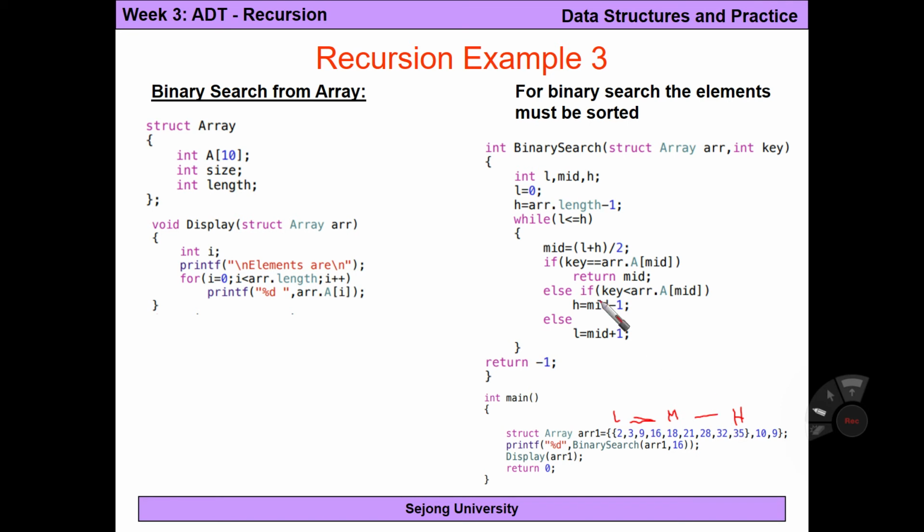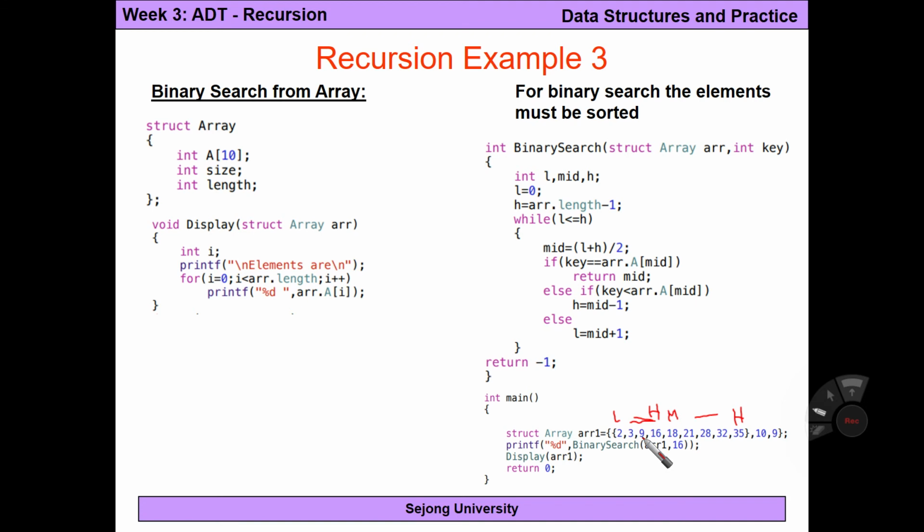And what else will it perform? When this condition is satisfied, the key value is less than the mid value, it will assign H is equal to mid minus 1. So this H value, our upper bound, will become here, and the index would be mid minus 1. Here the index of the mid was 4, 4 minus 1, 3. So it will search for our key element within this range, between 0 to 3: 0, 1, 2, and 3.